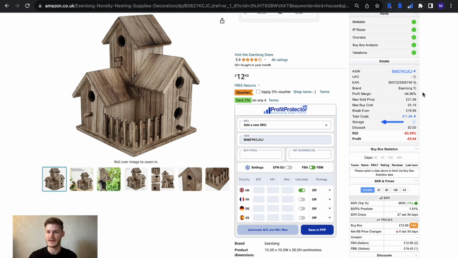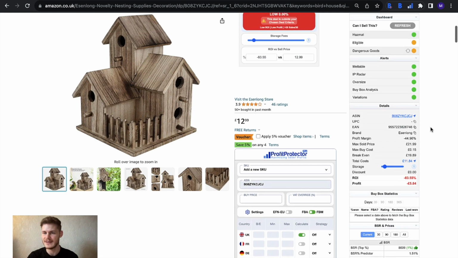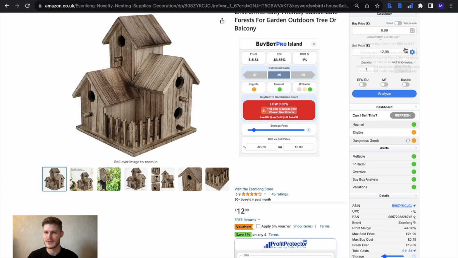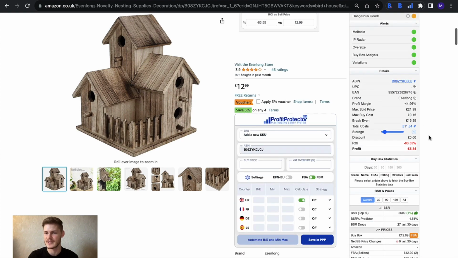If we go ahead and check out the details, we can see that we've got a negative profit margin, negative ROI, negative profit. So these are some of the basic things to help you understand if the product is a bad buy. We don't want to buy something and then sell it at a loss. That's just not viable at all. And here we can see that the buy price of $6.99 is nearly half the price of the sell price.